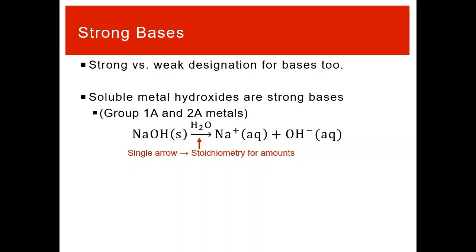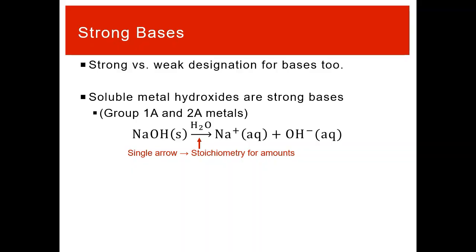You can also describe bases in the same way as strong versus weak, where strong bases react via stoichiometry, or can be described by stoichiometry, where they fully react all the way to completion. All of your reactants turn into products, and then weak bases don't. And so strong bases are effective at changing the pH. Weak bases are less effective.